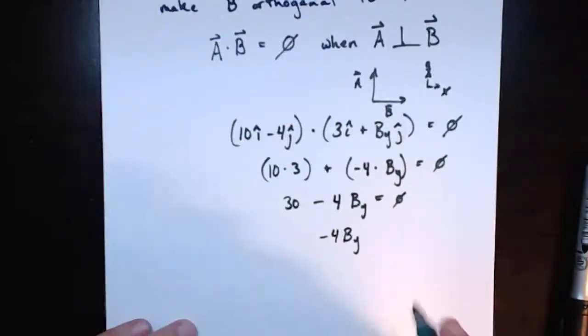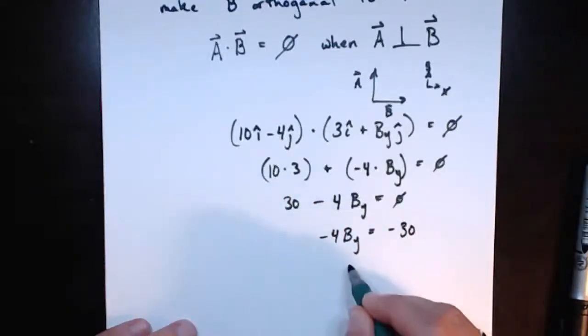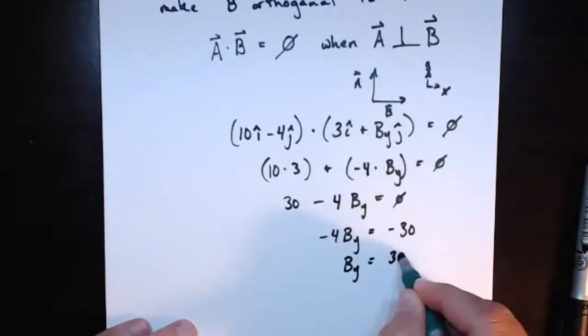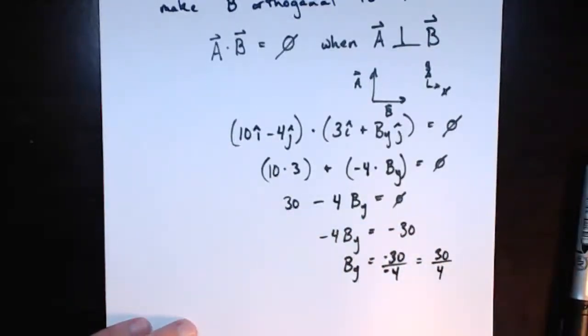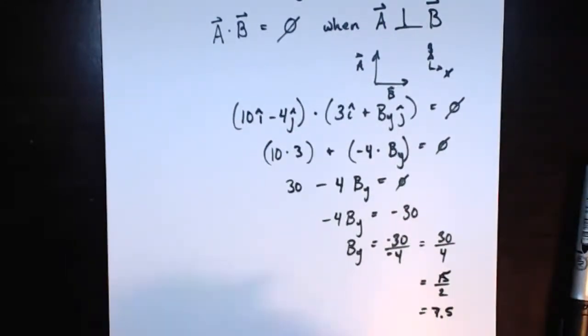So, probably starting to get to the end here, slide it up. B sub y equals minus 30 over minus 4, which is 30 divided by 4. In physics I have a tendency to just switch these in class to decimals, but let's at least make it 15 over 2. Oh, that is 7.5. All right, so we know what it should be.